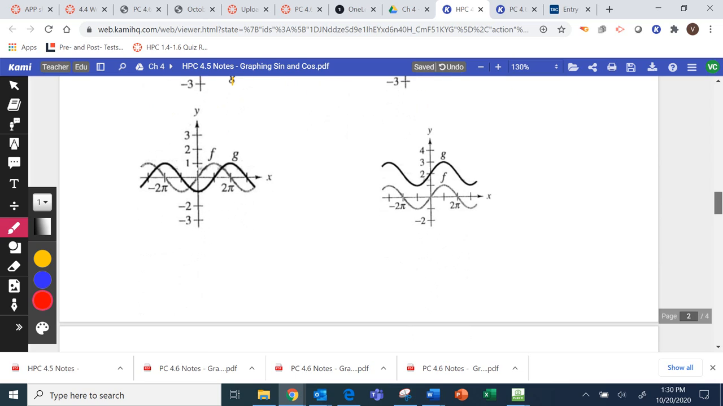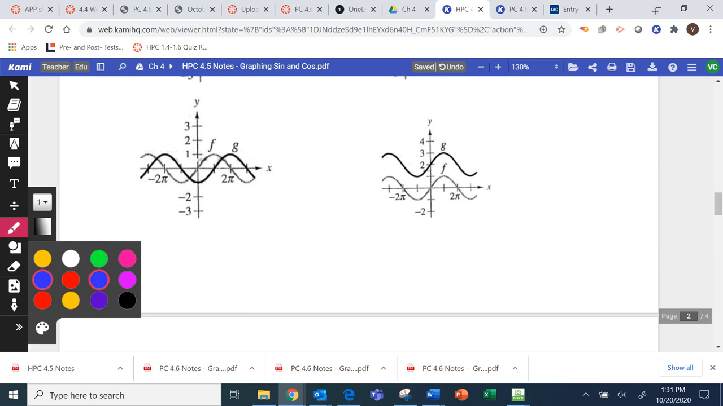All right, the next one, the original function is f. I'm highlighting it in blue. Not all of it's shown, but g is the new one. Does anybody feel comfortable talking about this one?